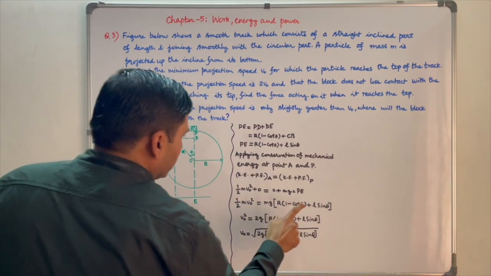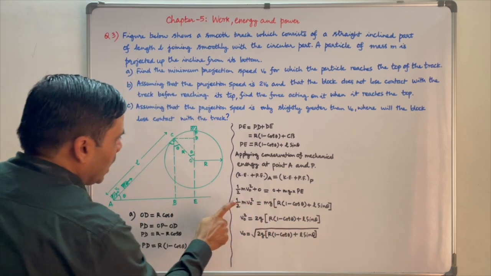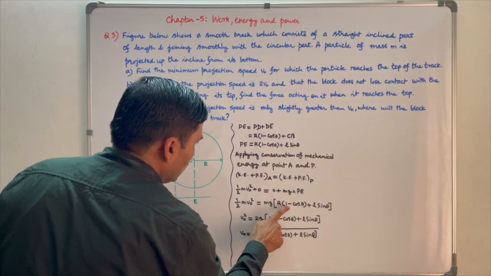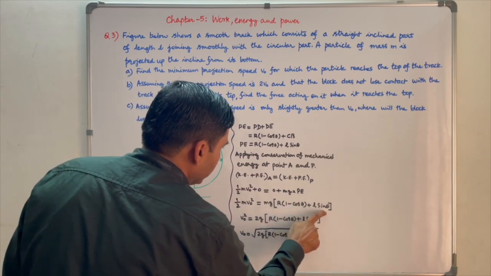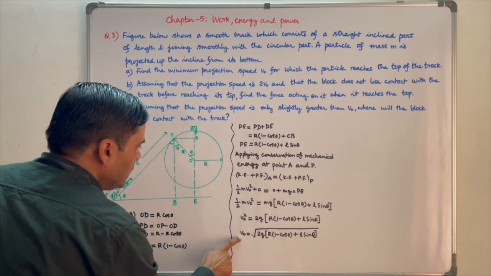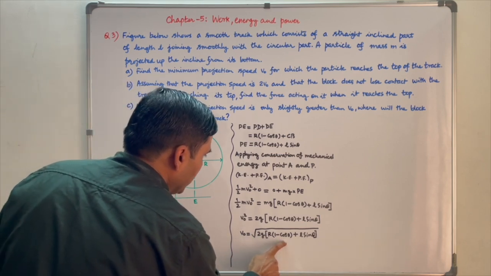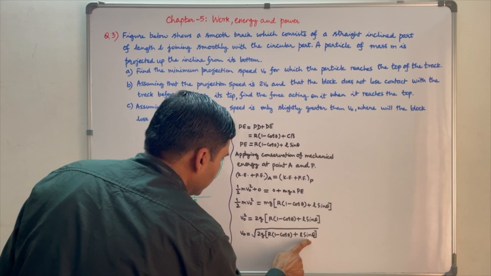So we will put this value here. So half m v0 square is equal to mg into R into 1 minus cos theta plus L sin theta. This gives v0 is equal to under root 2g into R into 1 minus cos theta plus L sin theta.